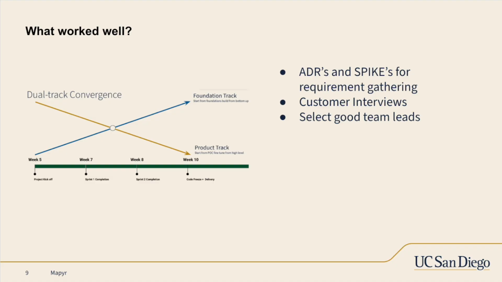So what worked well? Our ADRs and spikes for requirement gathering worked out well. We were able to align the team from the beginning for the task very well. Customer interviews were nice. They also made sure that our assumptions were validated. Our dual track of conversions worked well. Since we were able to produce the POC application, we were able to see the vision, and then the foundation track was able to go towards that vision throughout the 5 weeks.